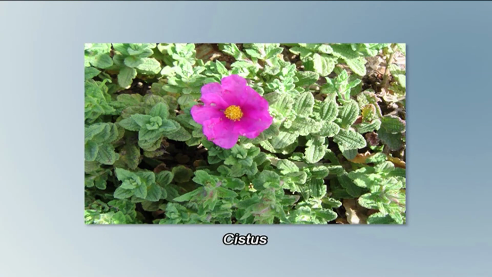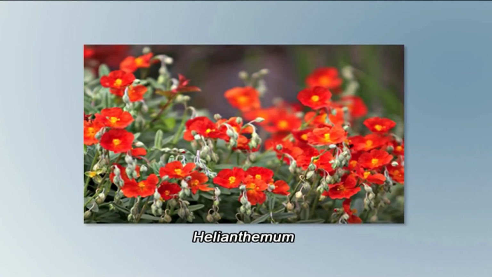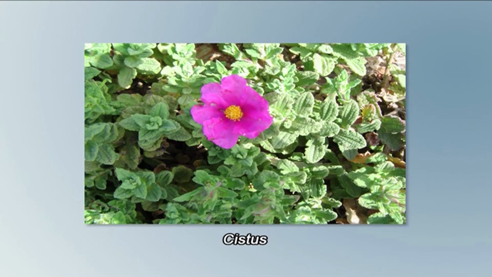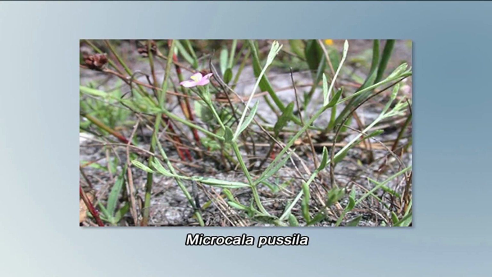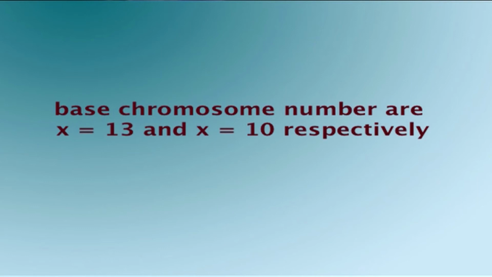The genus Cistus of Cistaceae was earlier included in Helianthemum. The former has base number 8 and the latter 9. This supports the recognition of Cistus as a separate genus. The 2 species Scicindia filiformis and Microcala pusilla of the family Gentianaceae were previously included in the same genus Scicindia. Their base chromosome numbers are x=13 and x=10 respectively, and this supports their separation into 2 distinct genera.